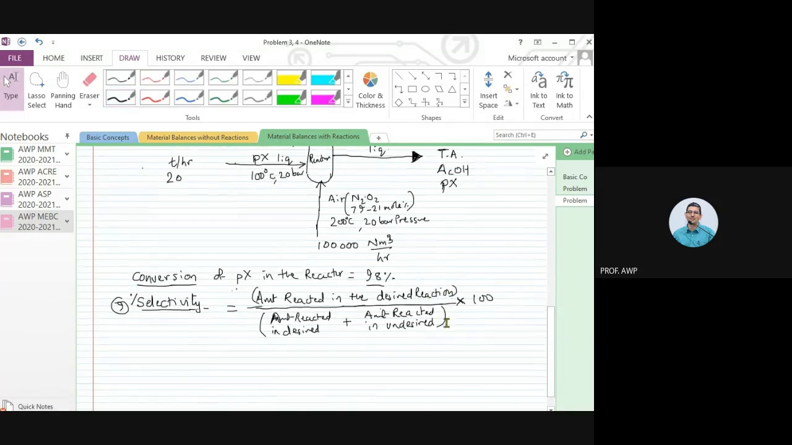Okay, so now percent selectivity here for this particular case is, let's say, 99%. That means 99% of the paraxylene reacting is reacting via the desired reaction. 1% of the paraxylene reacting is reacting via the undesired reaction.